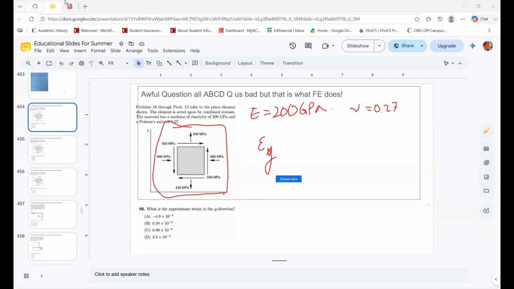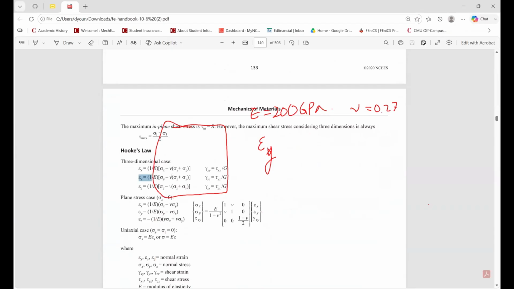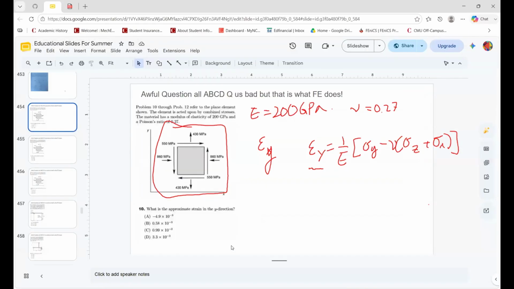The easiest way is to go over here and look down at your matrix equations, and look at epsilon x over here, and that's how you will solve it. So epsilon y equals 1 over E, parentheses sigma y minus, not viscosity, Poisson's ratio times, plus this. And this should give you elongation in the y direction, clear as day, because it's asking for strain, and this is strain. That's the definition of strain.